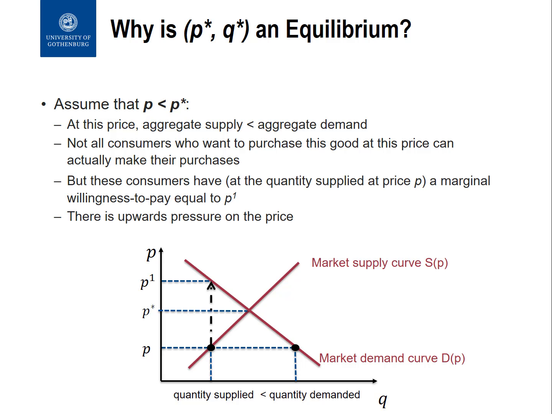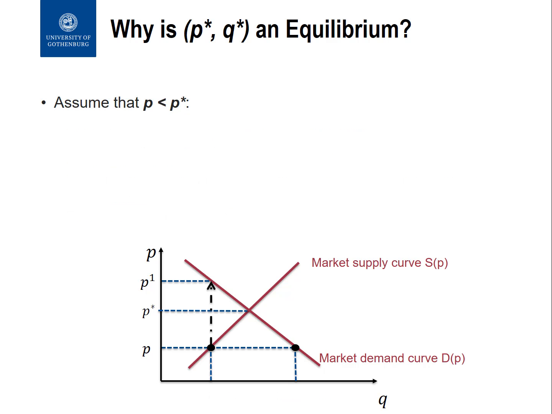For the quantity supplied at price P, consumers are willing to pay the price P1 for the next unit. Remember that the demand is falling, so at price P, they have a higher marginal willingness to pay for this good than at price P star. This means that there is some upward pressure on the price.